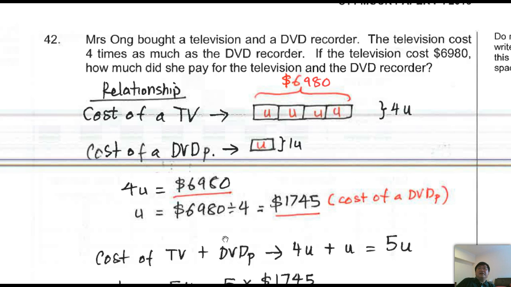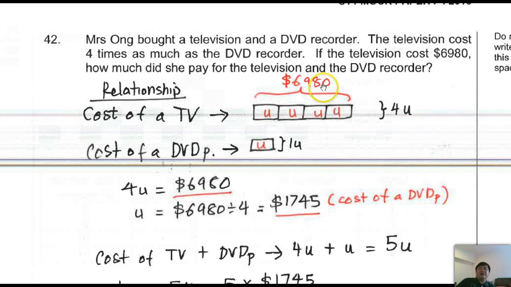Next. Mrs. Chua bought the television and the DVD recorder. Okay, let's see the relationship. Alright, the relationship is that the TV costs 4 times as much as the DVD recorder. 4 boxes for the TV, 1 box for the DVD player. Okay, 4U, 1U. Now, if the television costs 6980, so 4U is 6980. Right? Can you see it's easy now because you can find 1U.